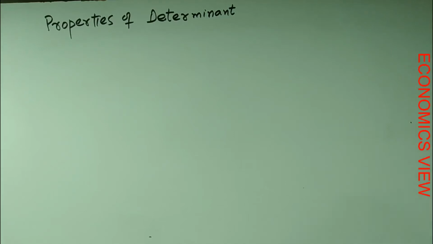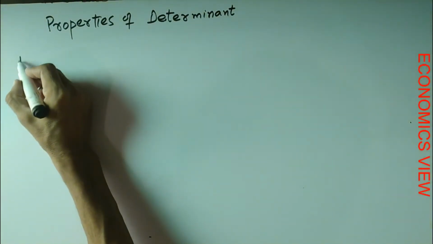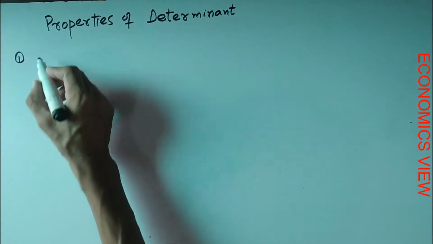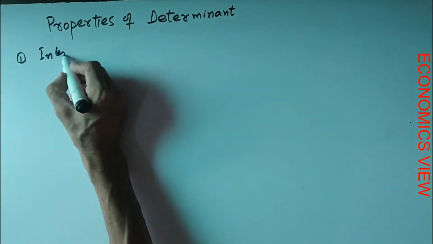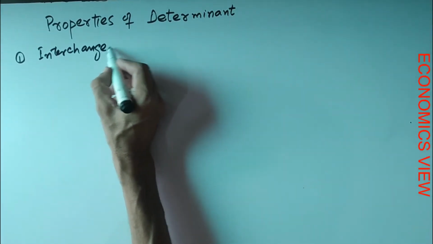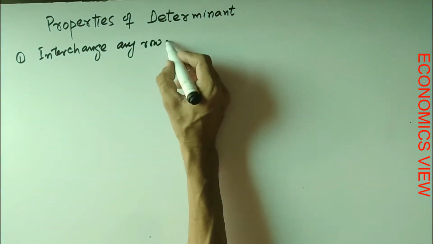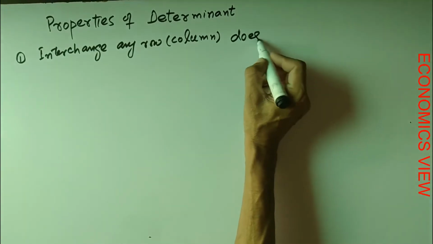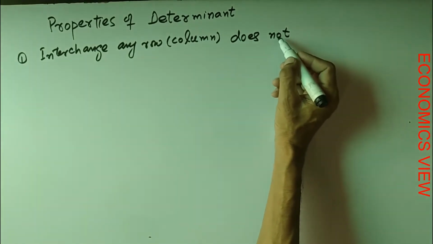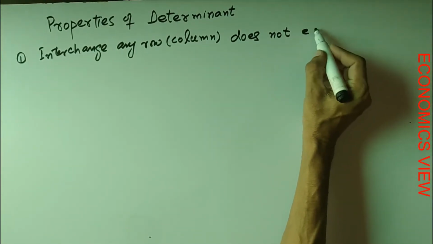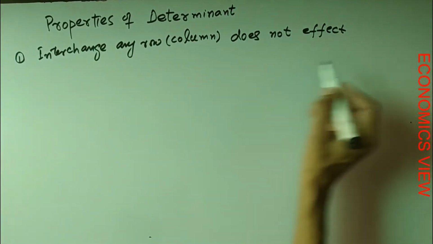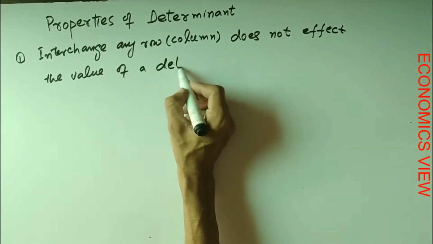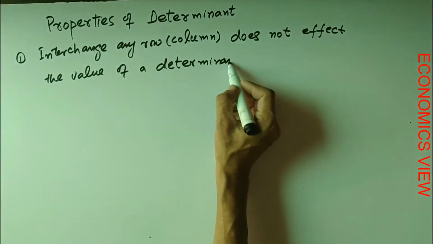We are looking at the properties of a determinant. So the first property is, if we interchange any row or column, it does not affect the value of a determinant. This is the first property.